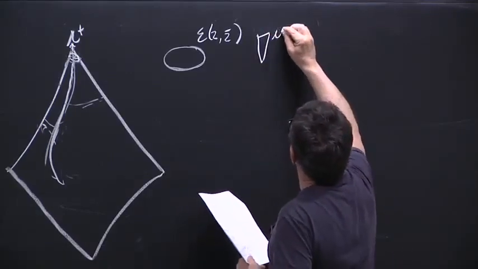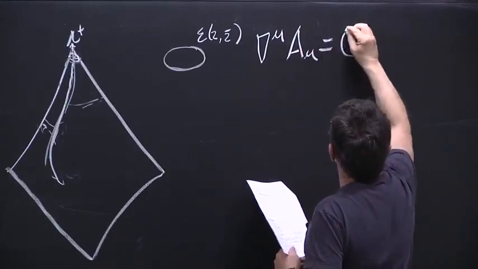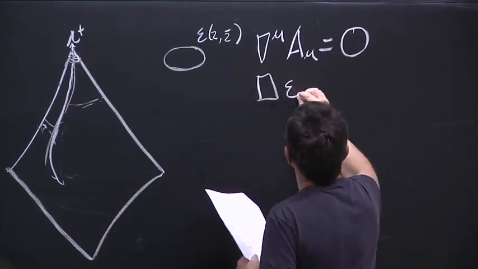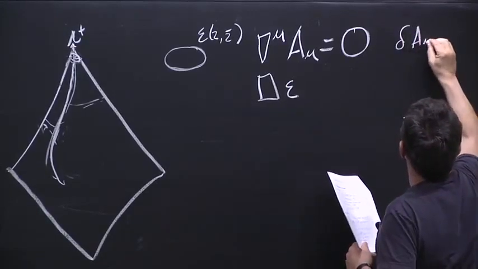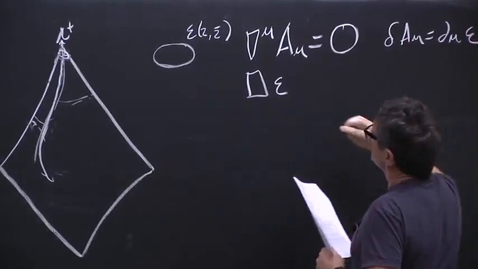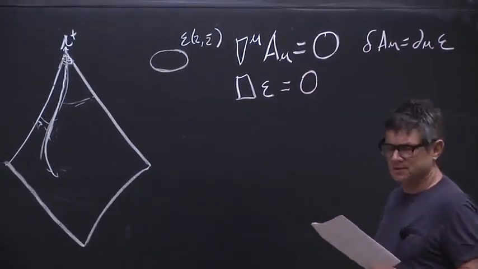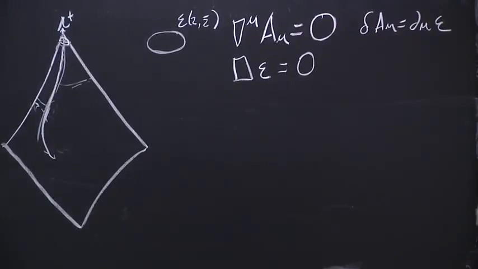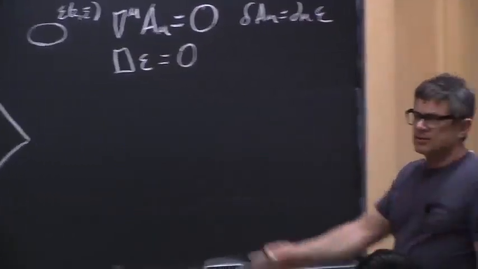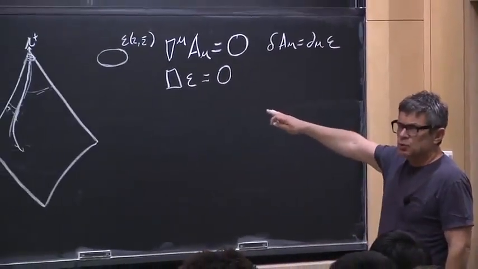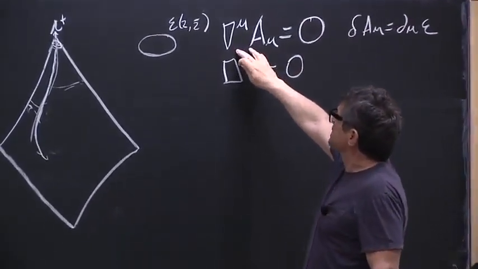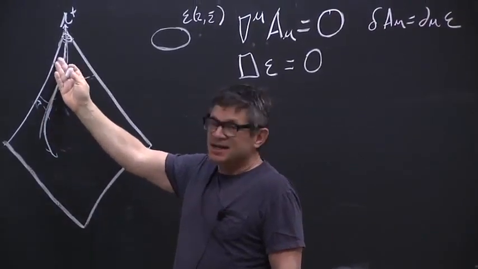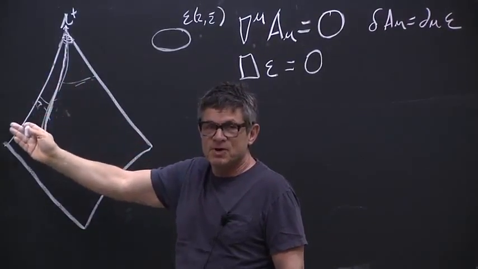So what Campiglia and Laddha do is choose harmonic gauge, d mu A mu equals 0. Since delta A mu is equal to d mu epsilon, it implies that the Laplacian on the gauge parameter must be equal to 0. We're just imagining this could be quantum electrodynamics, the electron. So now I'm just worried about extending this epsilon. If I want to know how the large gauge transformation acts on the electron, I have to say how I'm extending the gauge transformations from null infinity into the interior.